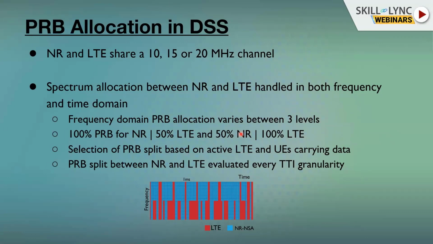Your PRB is split between NR and LTE, evaluated every TTI. So TTI is your transmission time interval. So how often the transmissions are happening for LTE and NR is governed by the TTI granularity.